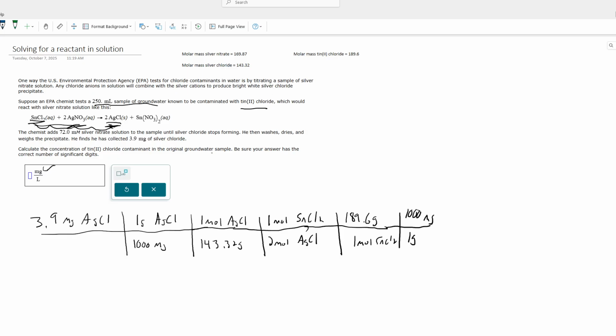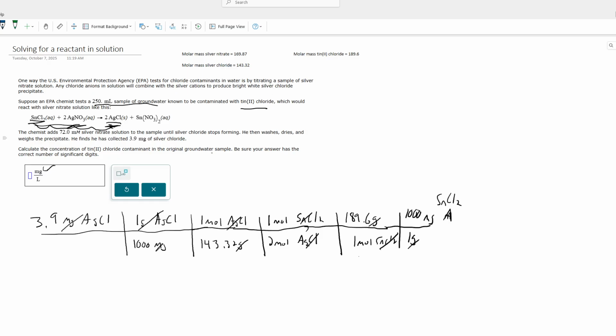All right, a little bit of a long dimensional analysis, but it's helpful. And so we're going to get these to cancel: milligrams of silver chloride, grams of silver chloride, moles of silver chloride, moles of tin chloride, grams of the tin chloride, and so we're left with milligrams of the tin(II) chloride.